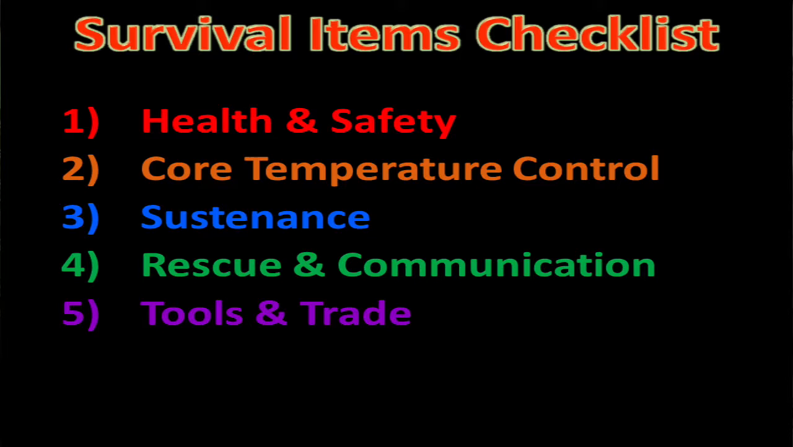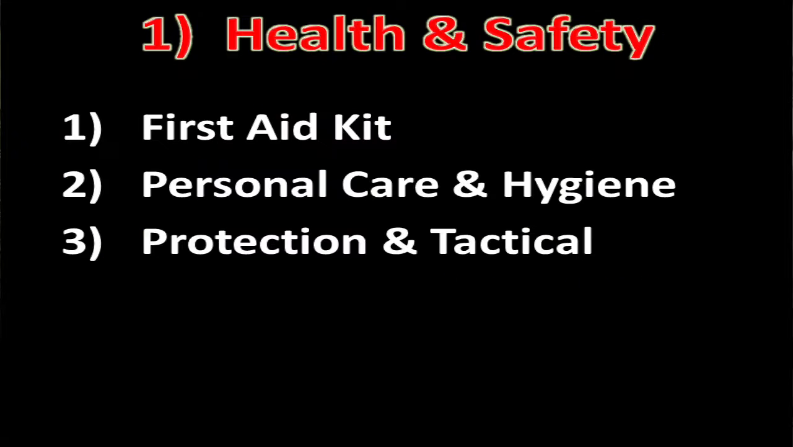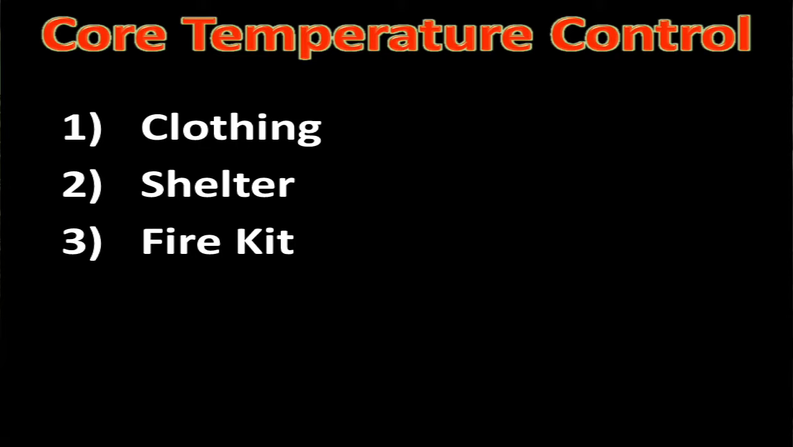The first core need and the first group of things is our health and safety items. And that's broken down into 3 basic subcategories. First aid, it's the first sheet. Then I have personal care and hygiene items that I include under health and safety. And then I have protection and tactical under there. Those things for protection that I need, my weapons, my ammunition, things like that, and we'll talk more about those in another video.